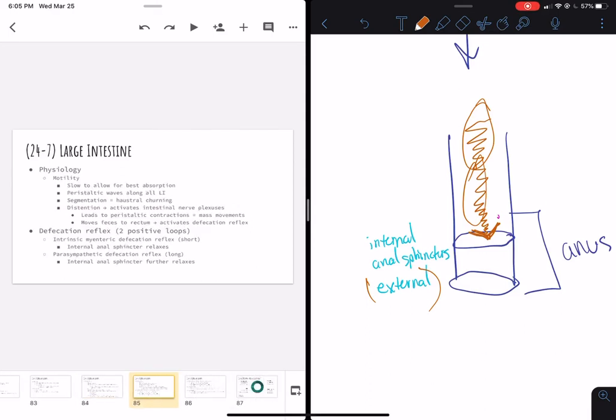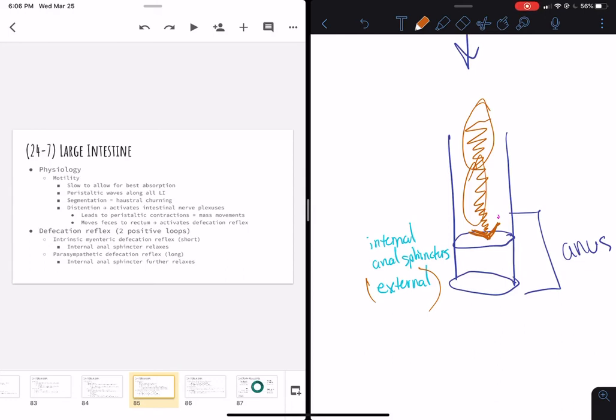All right, so motility of the large intestine. Slow, typically. We do a little bit of peristalsis, but like I said, we mainly do segmentation. Any distension of the large intestine will activate intestinal nerve plexuses to start moving things along and to initiate more movement of the large intestine. We don't like things getting stuck. We like moving things along the GI tract.